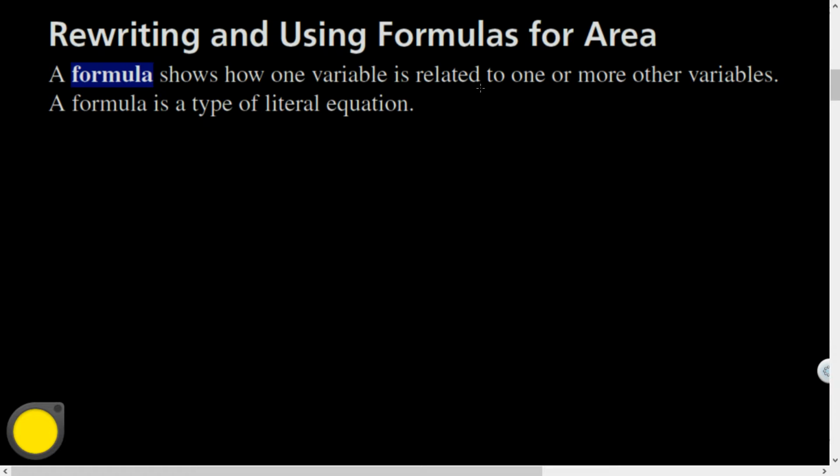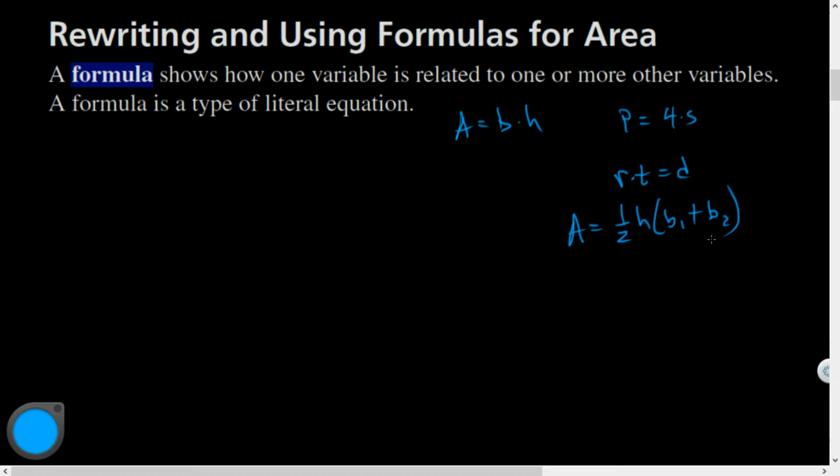A formula shows how one variable is related to one or more variables. A formula is a type of literal equation. Formulas you might know are A equals B times H. You might know that perimeter is equal to 4s for a square. Rate times time equals distance is another formula. Maybe you know the area of a trapezoid formula is half the height times the sum of the bases.